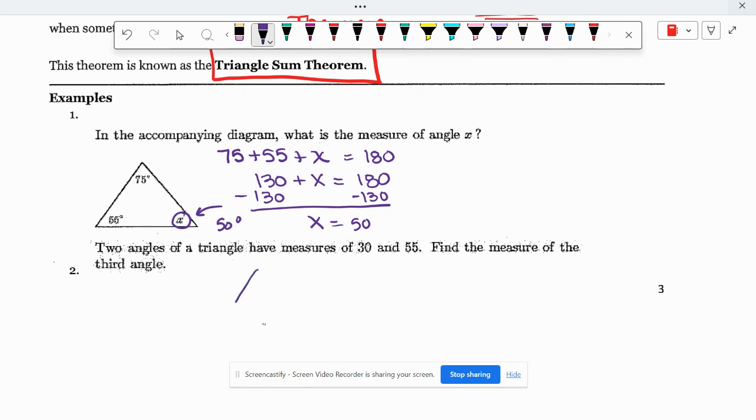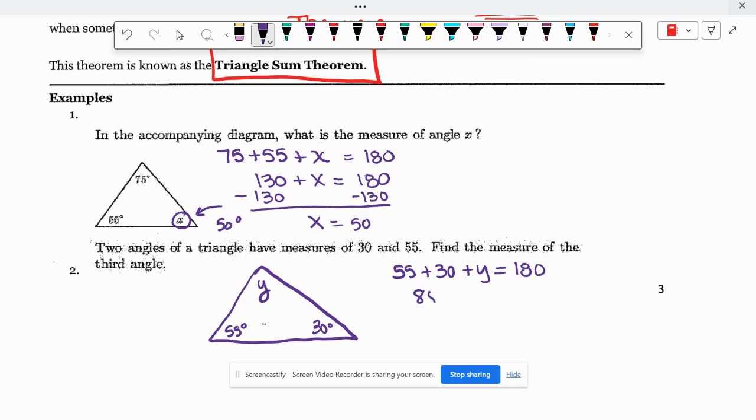Two angles of a triangle, so I'm going to draw a picture that helps my brain. Two angles of a triangle have measures of 30 degrees and 55 degrees. I have to find the measure of the third. So 55 plus 30 plus y equals 180. 85 plus y equals 180. And when I subtract 85 from both sides, I find out that y is 95. So this angle right here is 95 degrees.